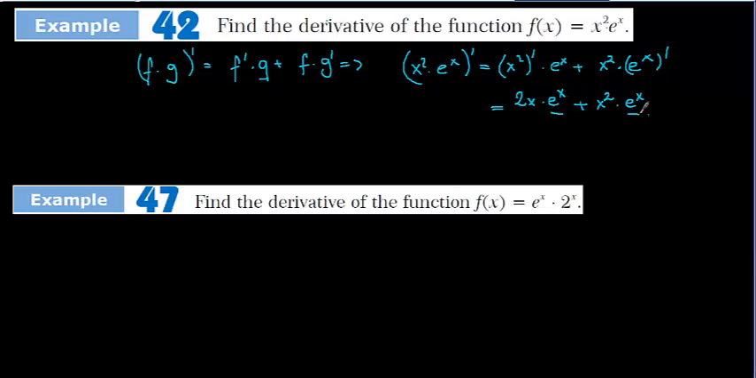Here this expression is common. Normally we finish the question here, but you can take the common term out in parentheses, which is equal to e to the power of x times (2x plus x squared).